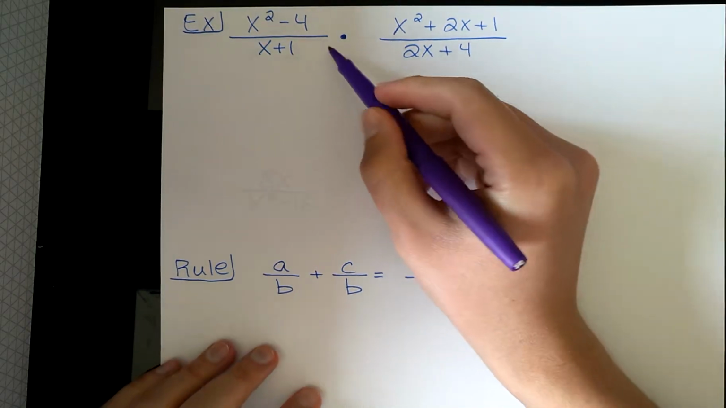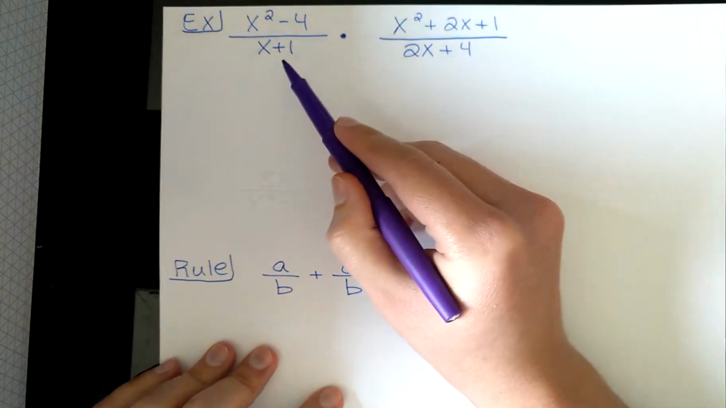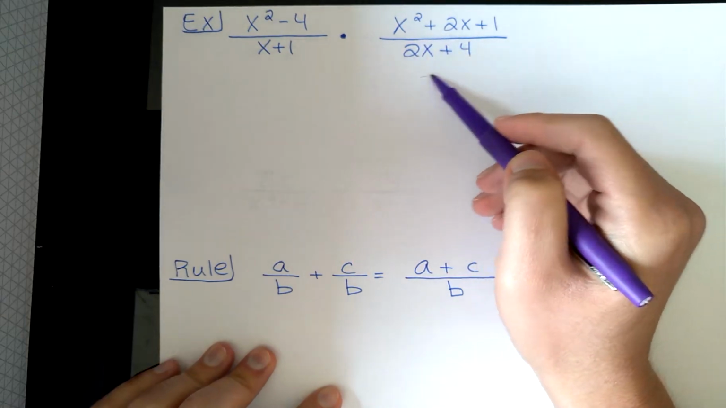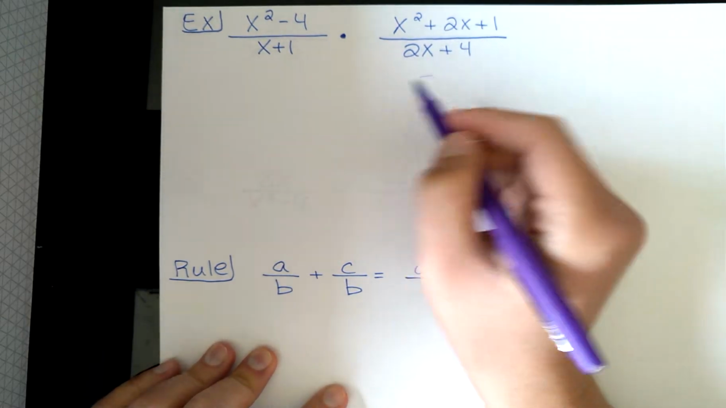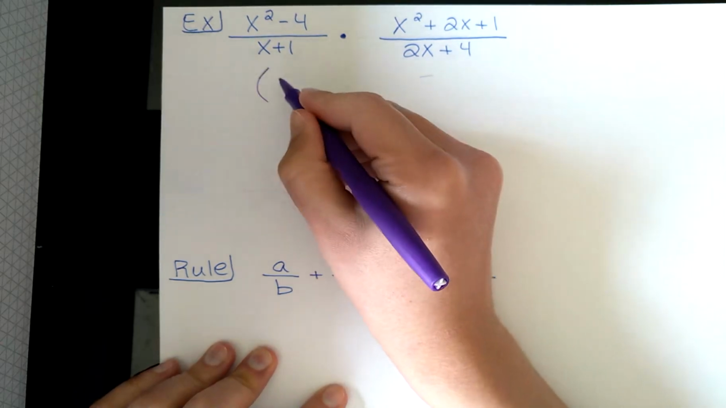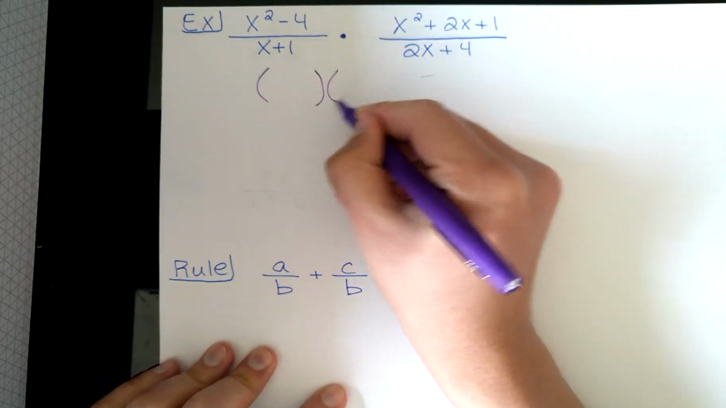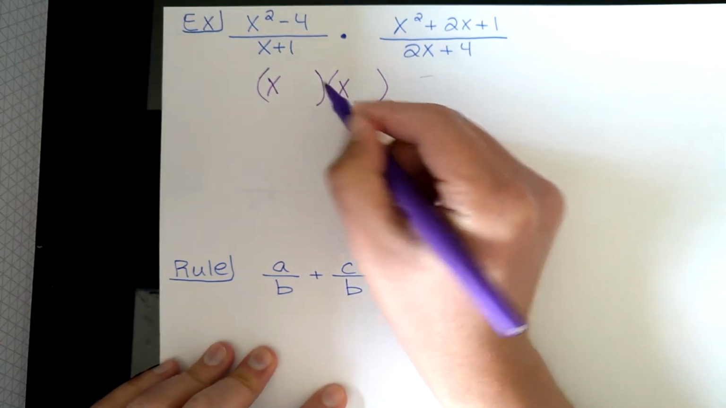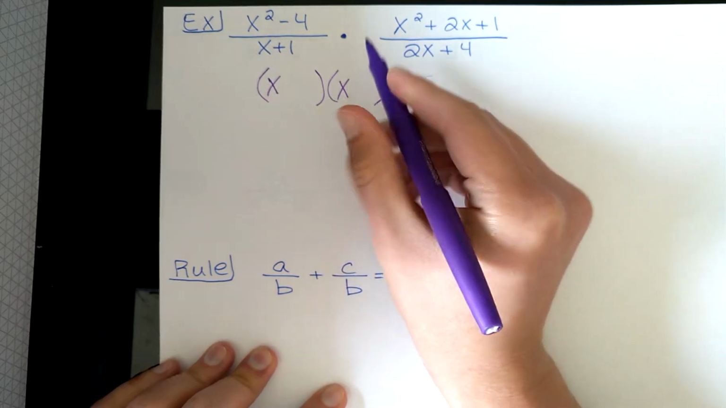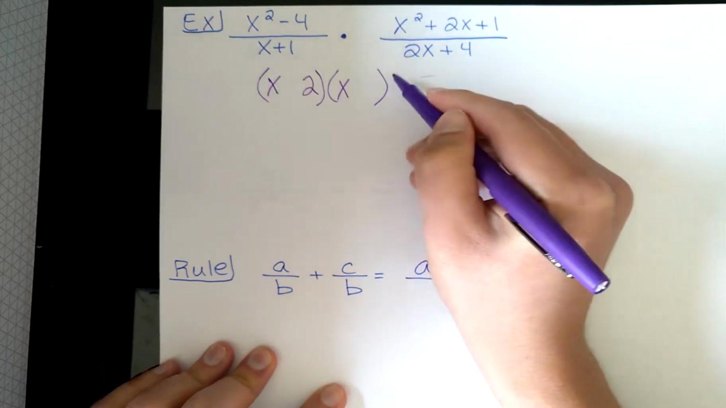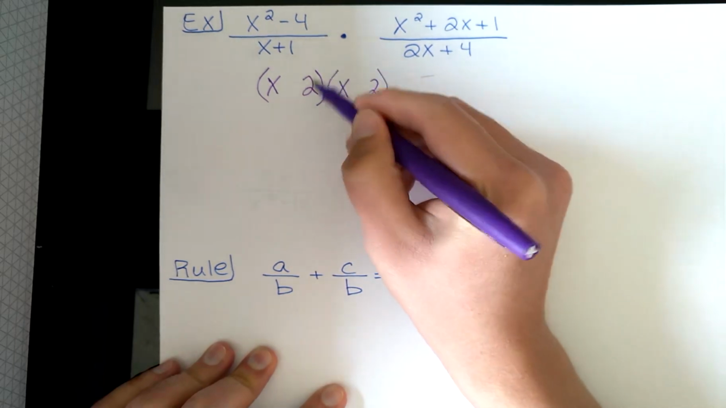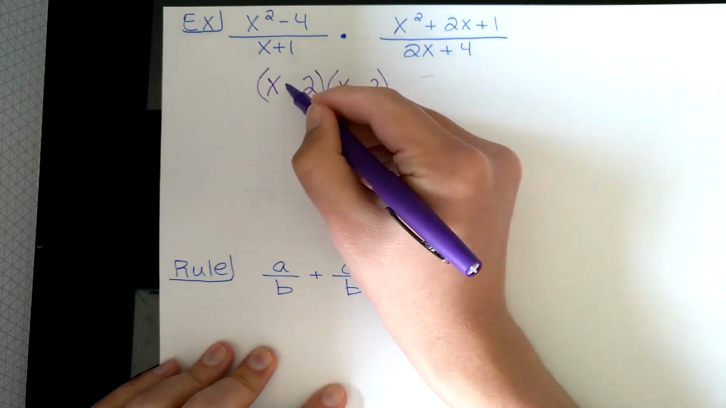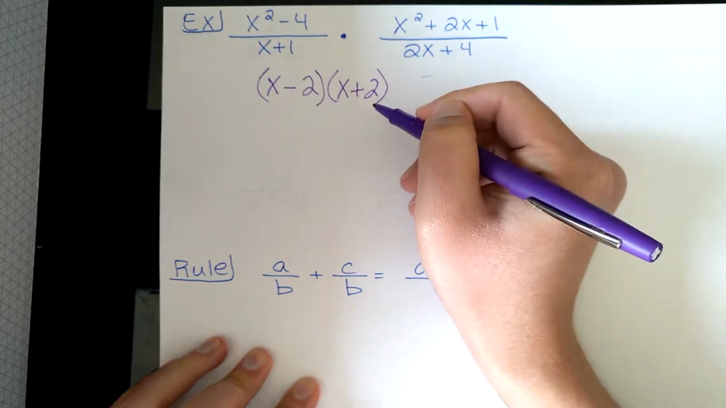Okay, so going through it together, we have x squared minus 4 divided by x plus 1 times x squared plus 2x plus 1 over 2x plus 4. We start by factoring immediately. X squared minus 4 is a difference of squares. We get the square root of the first term for each of our first terms, and the square root of the second term for each of our second terms. So the square root of 4 is just 2. The square root of x squared is just x. And now we have a minus and a plus.